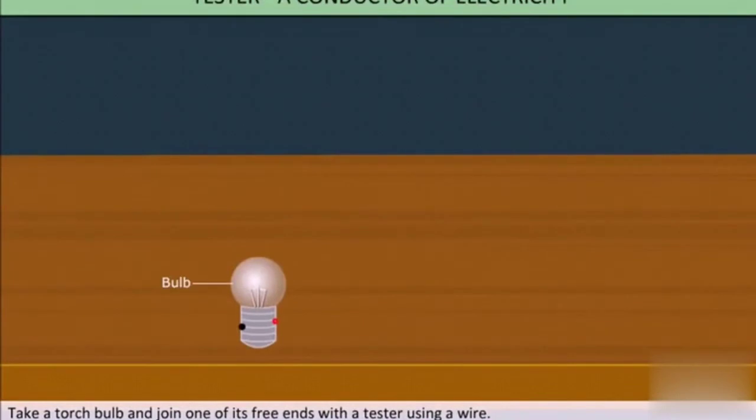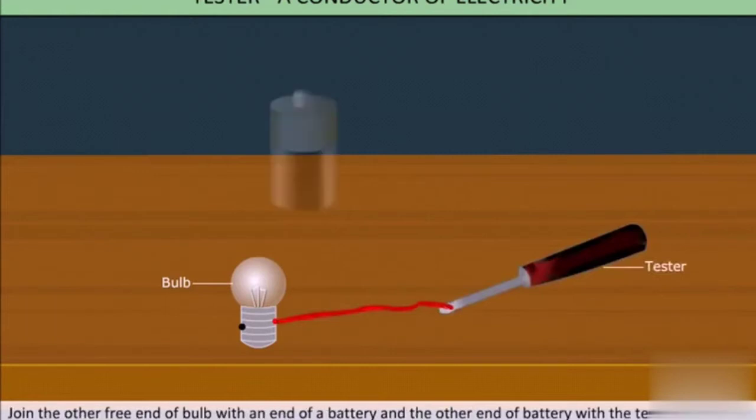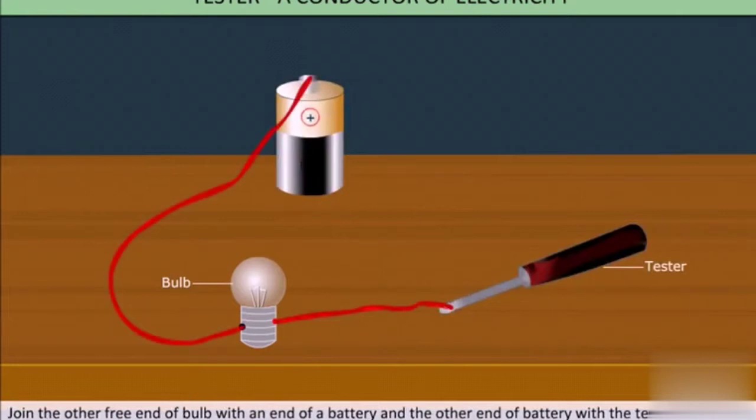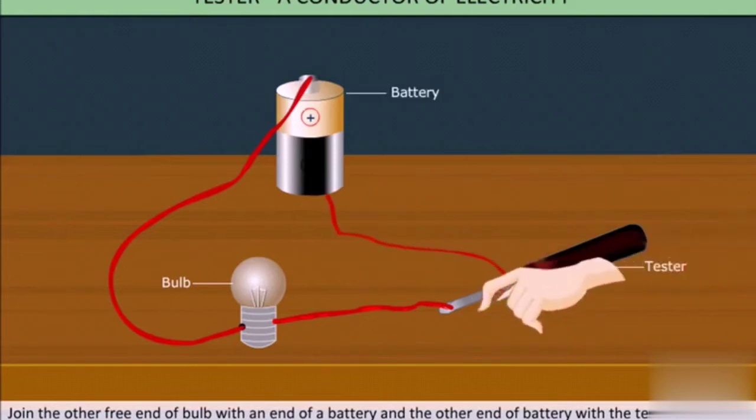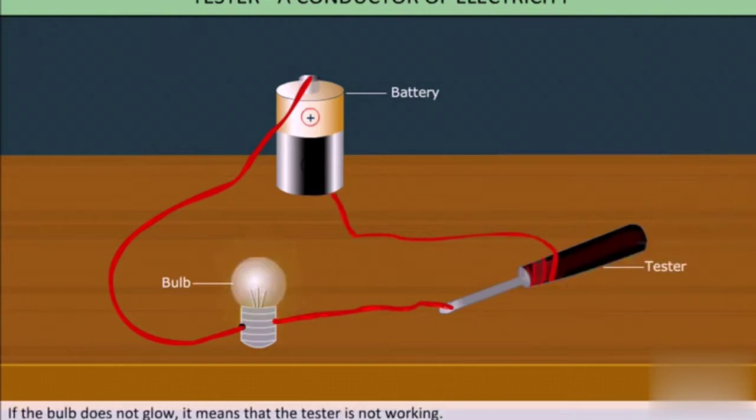Take a torch bulb and join one of its free ends with a tester using a wire. Join the other free end of bulb with an end of a battery and the other end of battery with the tester. This completes the circuit of the tester and the bulb should glow. If the bulb does not glow, it means that the tester is not working.